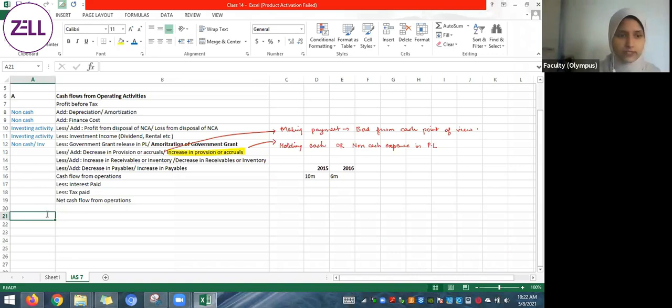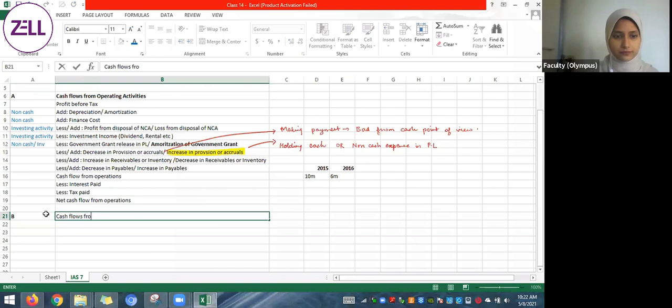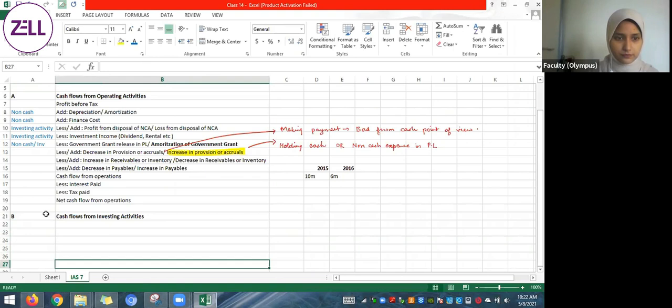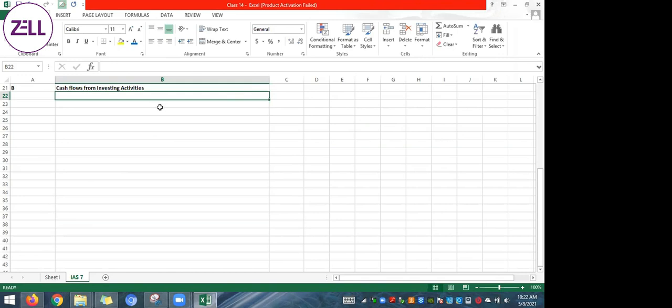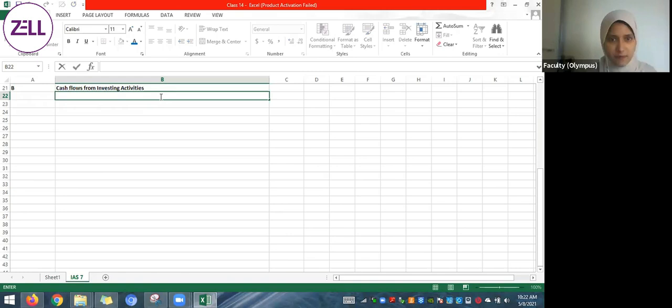Now let's move to investing activities. I already discussed before starting with cash flows what investing activities are made up of. So what are the line items I will record here? Any idea? Purchase of property, plant, and equipment, because that's expansion, that's an investing activity.